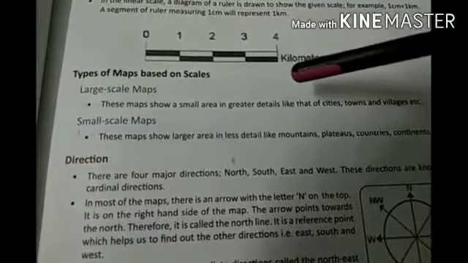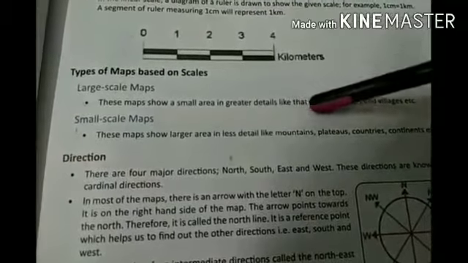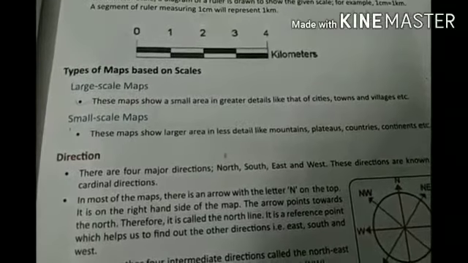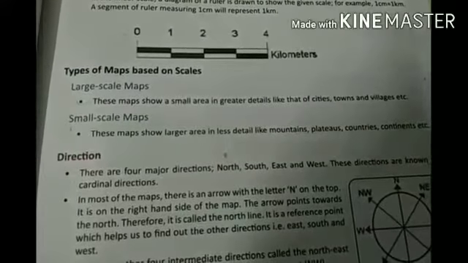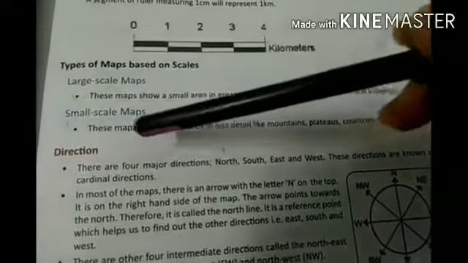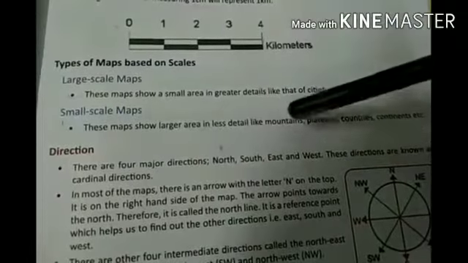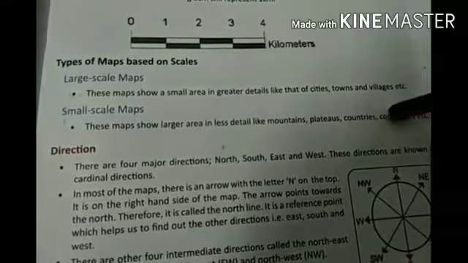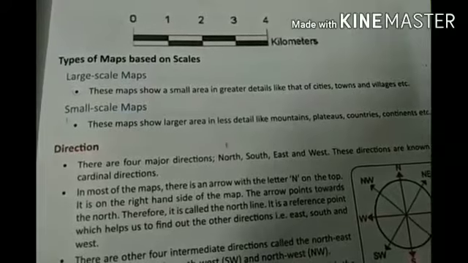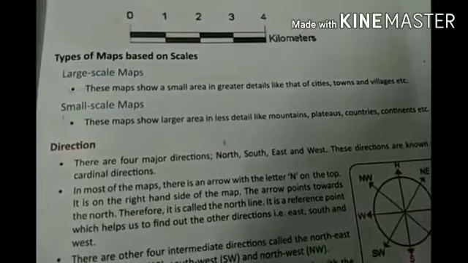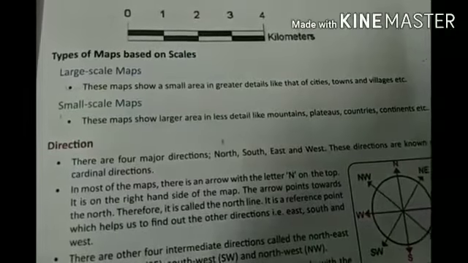You can take even your community where you are living. Suppose 500 people are living in that community, so you can take the detail of that and you can show it on a large scale map. And small scale map, the name is small, but they show a larger area. For example, like mountains, plateaus, countries, continents. Countries you can talk, countries on a big scale we can take. So this is a small scale map, but they show a larger area.